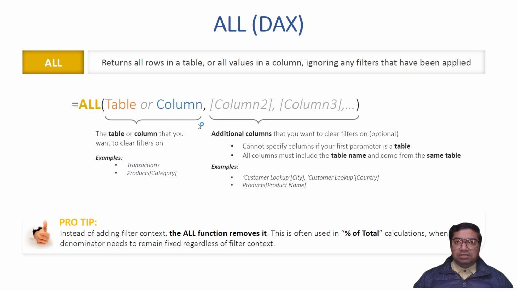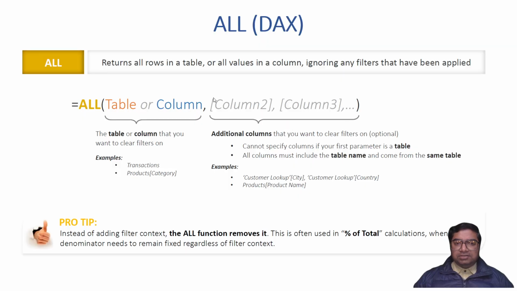So what is ALL? ALL basically returns all the rows in a table and all values in a column, ignoring any filter that has been applied. What does it mean? It means it ignores all the filters applied on the particular table, right? What is the syntax of it? The syntax is ALL, and inside it you give your table name or your column names, column first, column second, whatever you actually need to ignore.